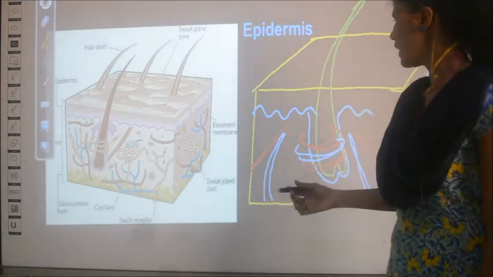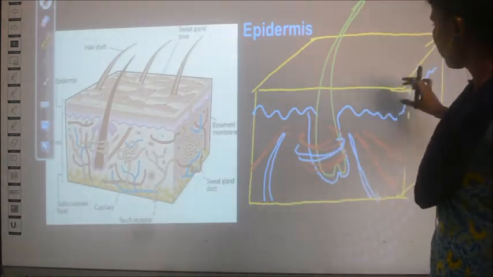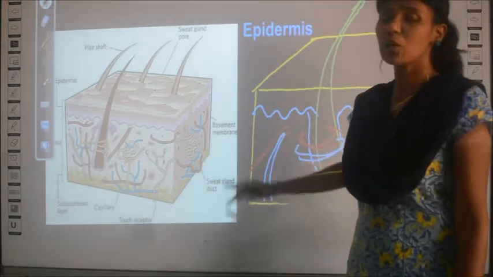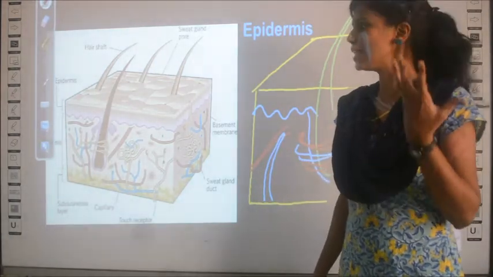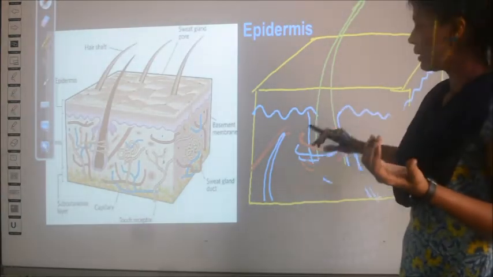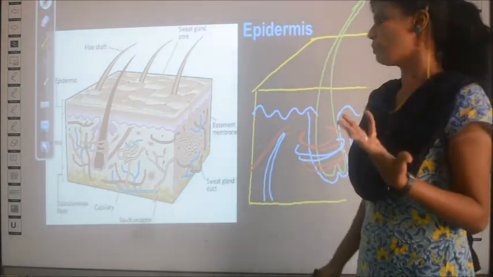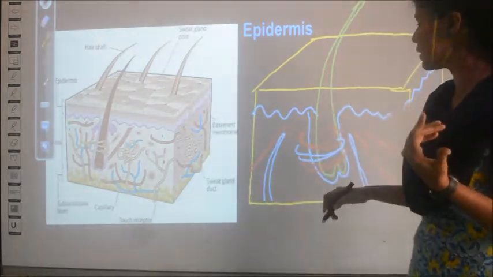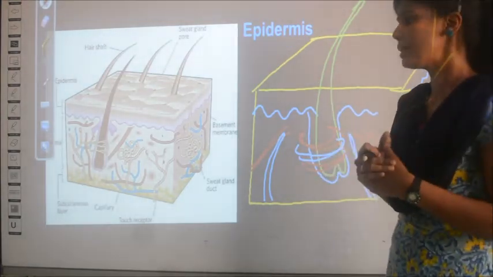What is the dermal layer? See, apart from this, this region is all dermal layer. Blood capillaries are all present in which layer? In the dermal layer. Epidermis does not have blood capillaries. That you have to keep in mind. And the hair shaft also starts from which layer? From the dermal layer only.